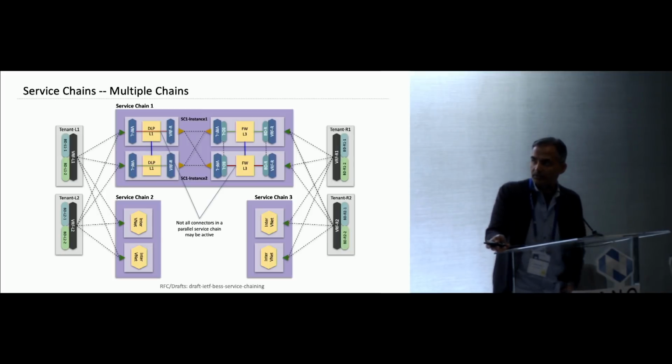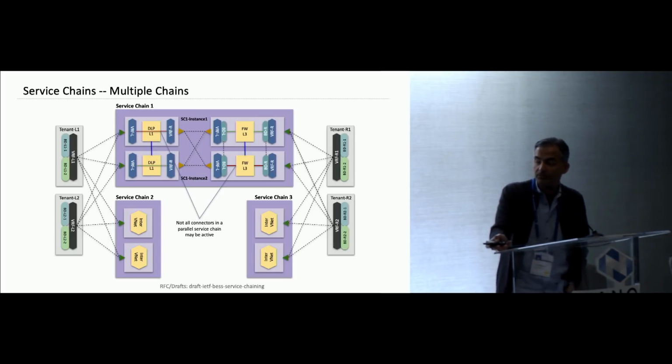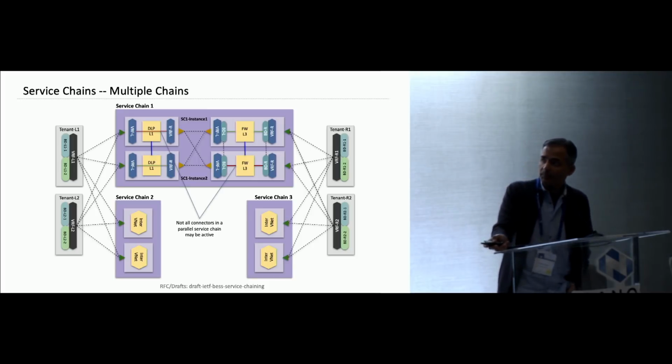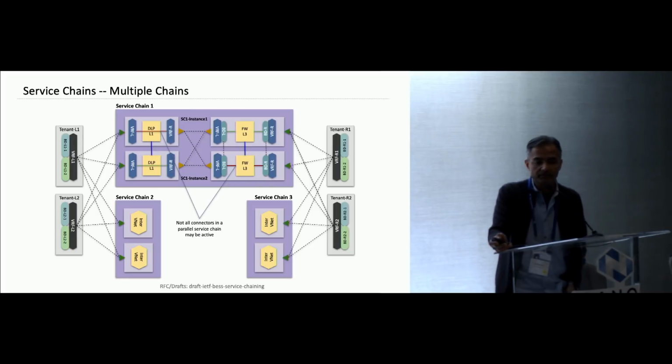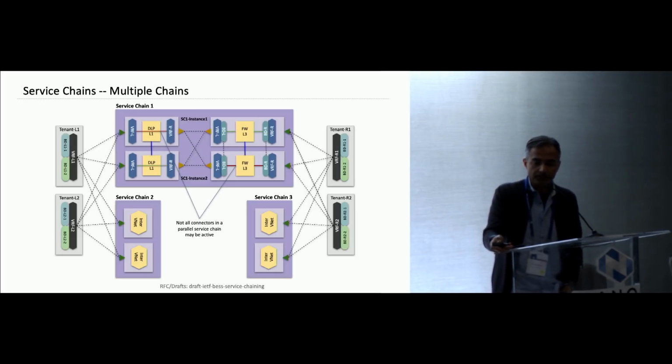Okay, so here's an example of where you have a tenant with multiple chains, where each tenant may have more than one chain associated to it. So all the tenants on the left need to talk to the tenants on the right. They go through the top service chain 1. For the tenants on the left to talk to each other, they go through service chain 2. For tenants on the right to talk to each other, they go through service chain 3. So an example of where you can do multiple chains, again, all using the same building blocks.